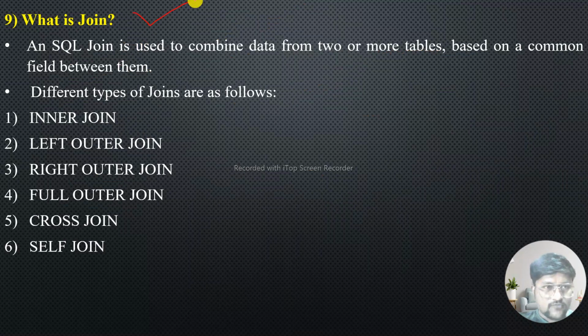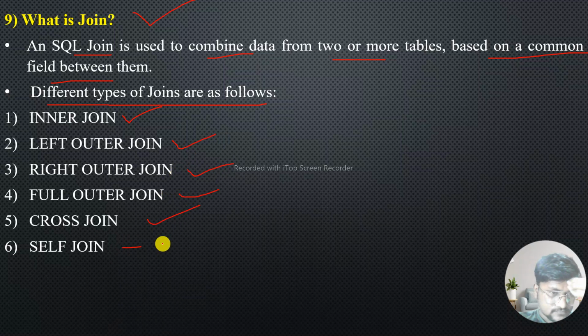Next, what is join? The SQL join is used to combine the data from two or more tables based on a common field between them. There are different types of join: we have inner join, then left outer join, right outer join, full outer join, cross join, and self join. So these are the different types of join.